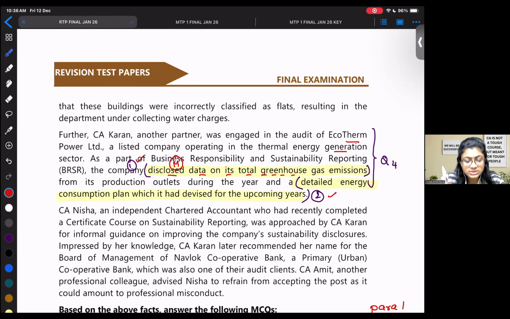Whereas, what is the future plan? How much energy consumption is devised in the upcoming year? Can you reply? Is it mandatory or optional? Any guess? It's nothing related to the present. What is the plan for the future? Just apply the logic now. This will be part of the optional indicator. So first is mandatory, second is optional. So you go with the logic.